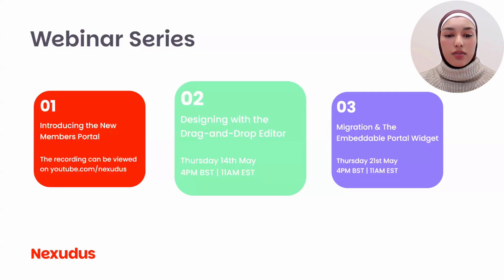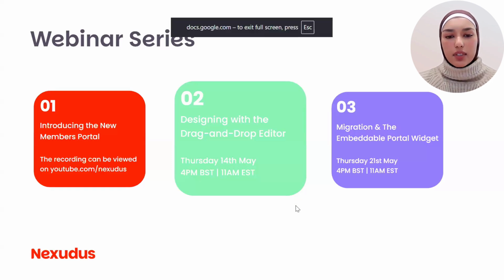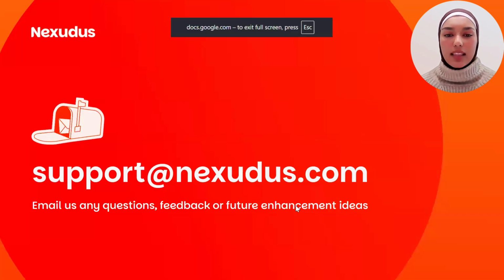In terms of the Q&A, let's move over to that. We have a couple of questions that have been submitted. One of them is, can you adjust the text inside each block? So you can edit the text content using language tokens in the members portal.